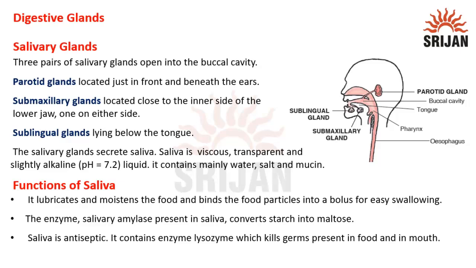In this video, we will learn about digestive glands. So first, we will see the salivary gland. Three pairs of salivary glands open into the buccal cavity. Parotid glands are located just in front and beneath the ears. So this is the parotid gland.